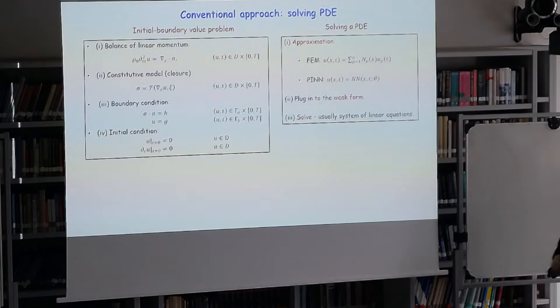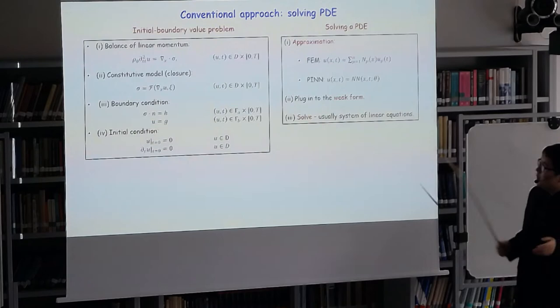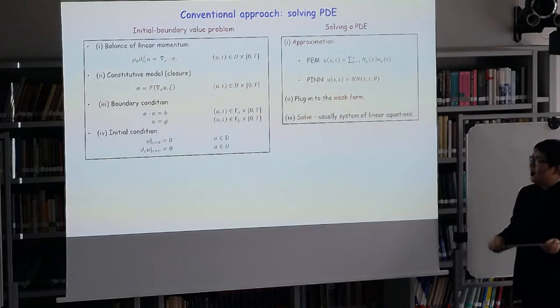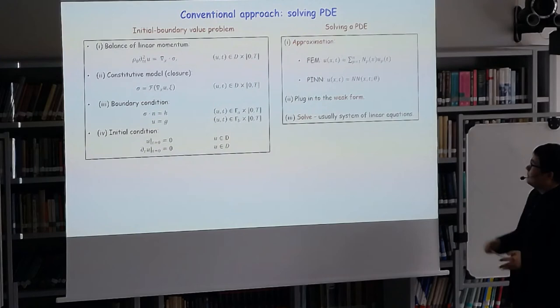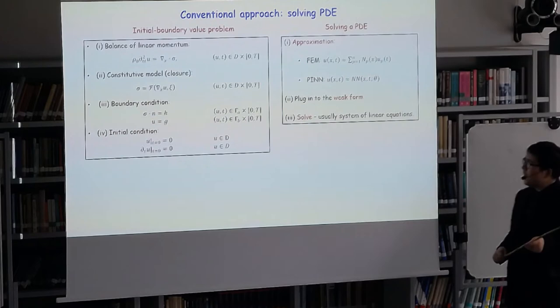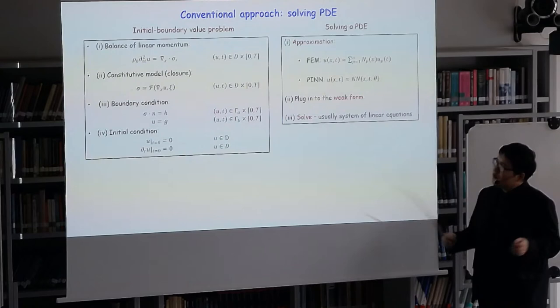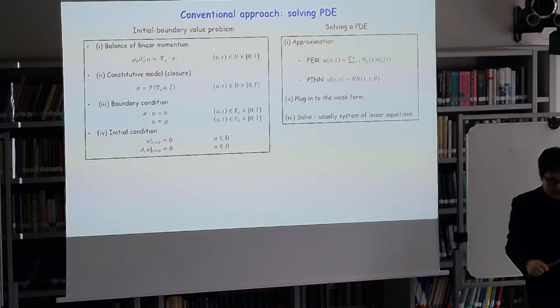The basic idea is that we're going to come up with a parameterized approximation of the solution field. If it's finite element, we use polynomials. If it's a physics-informed neural network, we use neural networks, but essentially it is the same idea. Then we plug this into our weak formulation and solve a system, usually transferring a PDE problem to a system of linear equations that we know how to solve. That's basically the classical way that we solve partial differential equations.